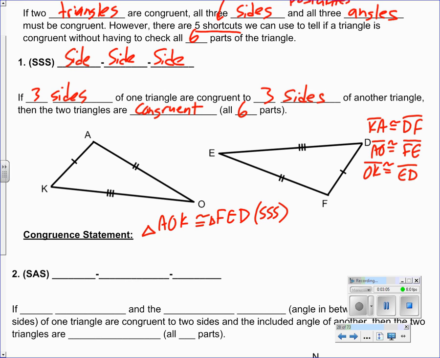So once we know these triangles are congruent, we now know that the other 3 pieces we didn't check, which are the angles on this one, are congruent as well. So we've used this shortcut to show these triangles are congruent, and now we know that everything else between these 2 triangles is congruent. So we know that angle A is congruent to angle F. We know that angle O is congruent to angle E. We know that angle K is congruent to angle D. Once we know that triangles are congruent using one of these shortcuts, we know that all the pieces are congruent, all 6 parts.